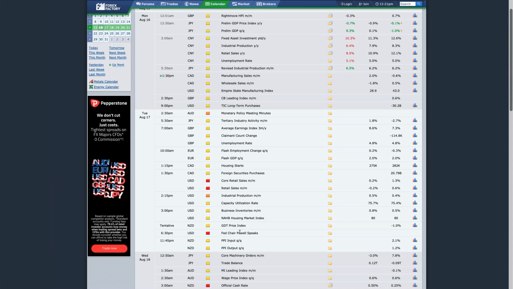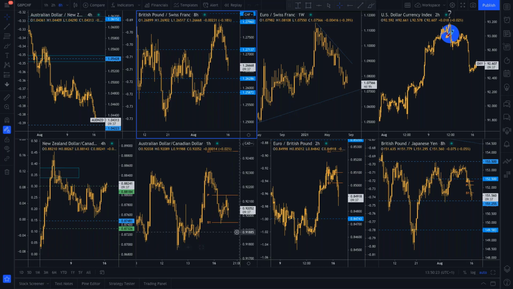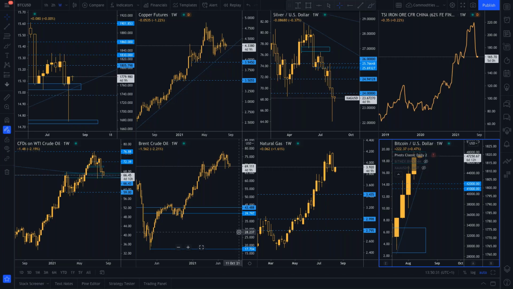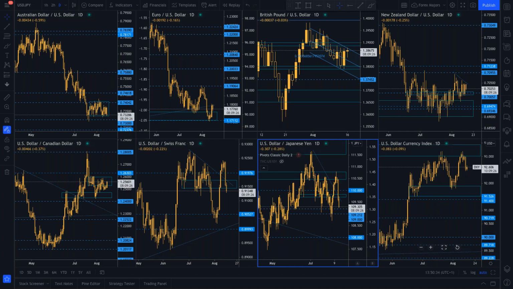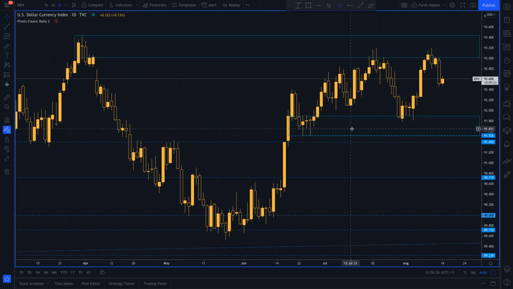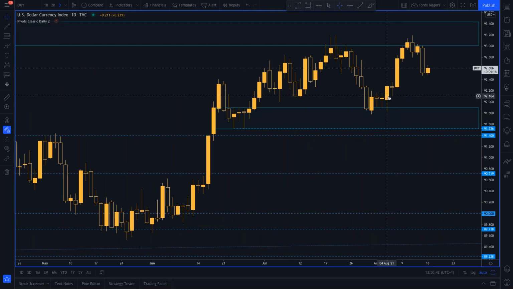Now, let me help you understand what's going on here with the US dollar. Right, let's just quickly jump over to the dollar. This one, right? Okay. Now, let me take you on the journey. So, going back about 7-10 days, we saw Fed Vice Chair Clarida indicate that the conditions for the US to raise interest rates could be met as soon as 2022.